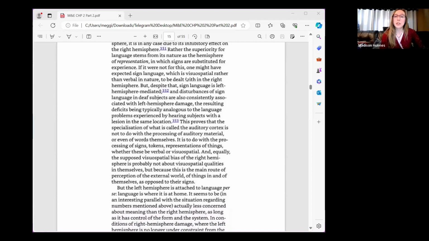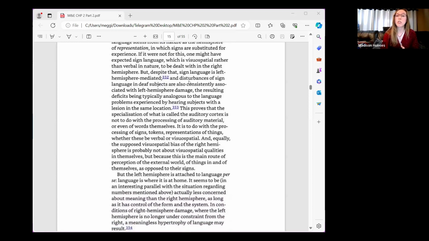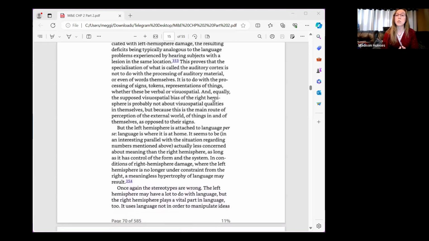Rather, the superiority for language stems from its nature as the hemisphere of representation, in which signs are substituted for experience. If it were not for this, one might have expected sign language, which is visuospatial rather than verbal in nature, to be dealt with in the right hemisphere. But despite that, sign language is left hemisphere mediated. And disturbances of sign language in deaf subjects are also consistently associated with left hemisphere damage, the resulting deficits being typically analogous to the language problems experienced by hearing subjects with a lesion in the same location.